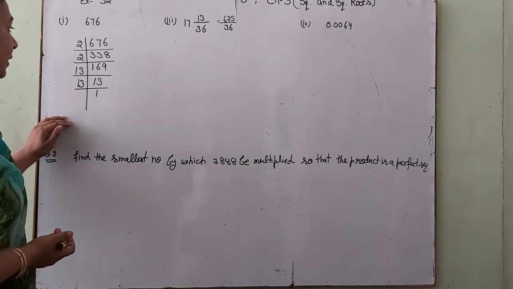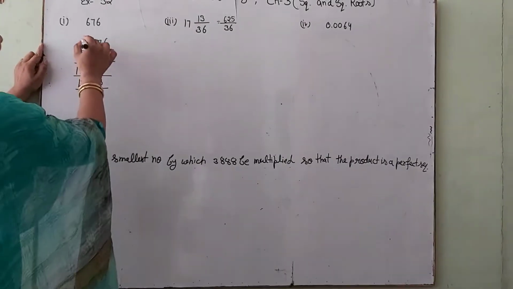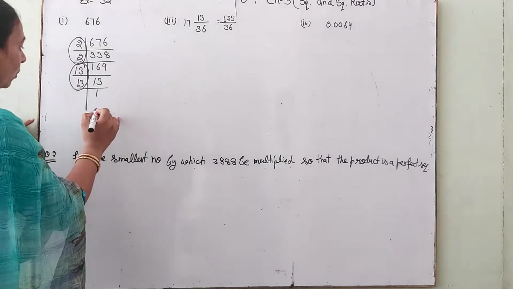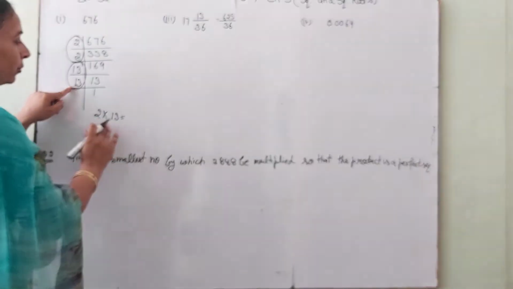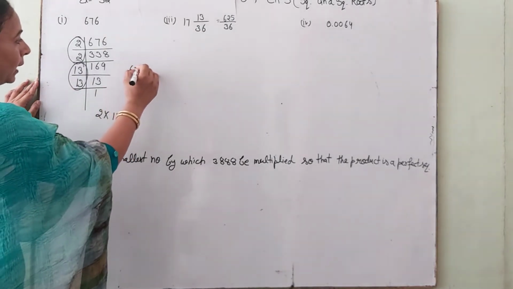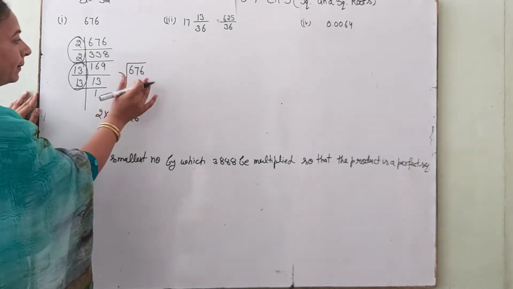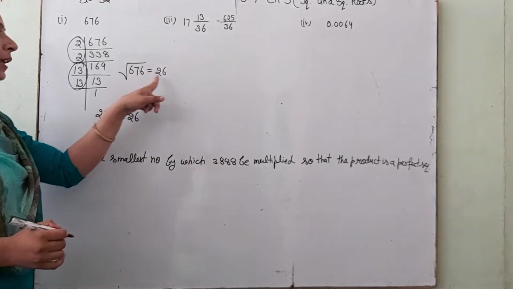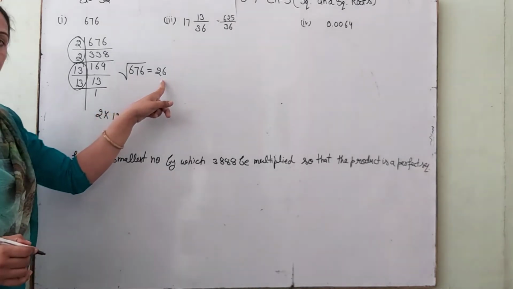By prime factorization we make groups of pairs. One pair of 2 is complete, and one pair of 13 is complete. So we take 2 and 13 and multiply them: 2 times 13 equals 26. So the square root of 676 equals 26, and 676 is the square of 26.